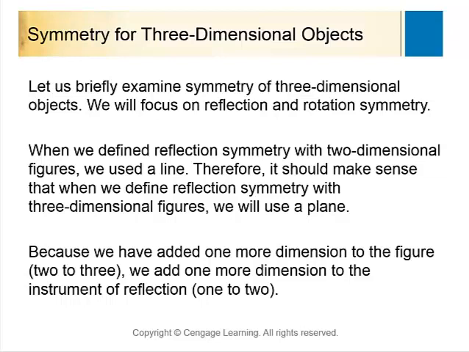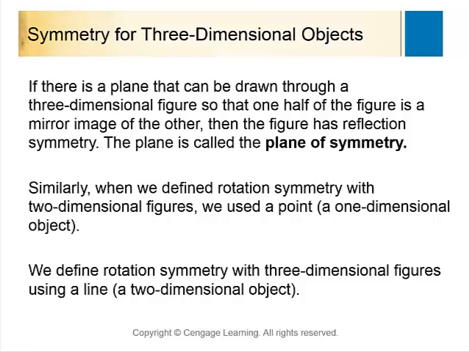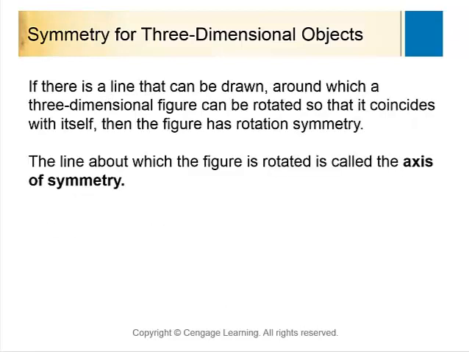So let's look at our three-dimensional symmetry. If we look at those and think about rotating those about a line or a plane, we would look at those as rotating about a plane of symmetry. You just imagine a piece of paper and it was rotated about that. So if there's a line that can be drawn around which a three-dimensional figure can be rotated, it has rotation symmetry. And then we would find its axis of symmetry.